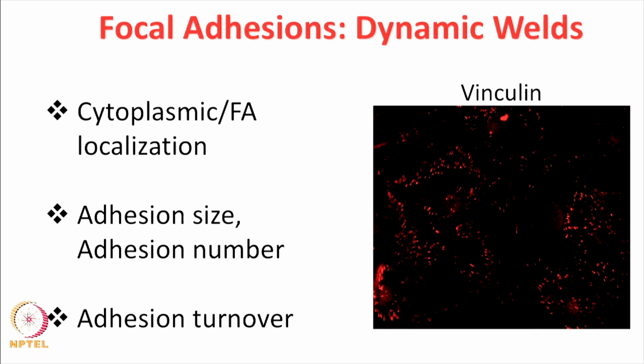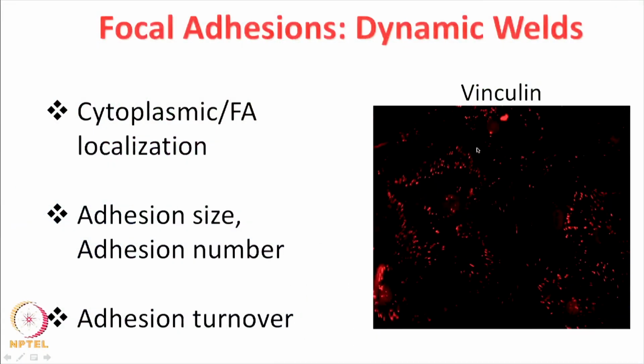So, in cells which are weakly adherent, for example, immune cells which are continuously migrating, these adhesions are much less well developed and are much smaller in size. So, later in the course we will touch upon how dynamics of focal adhesion is achieved and what are the players which participate in these dynamics.